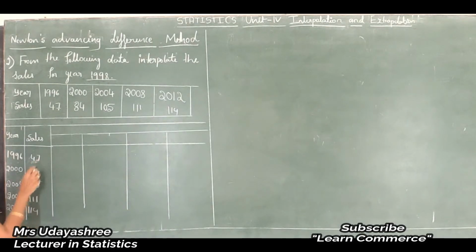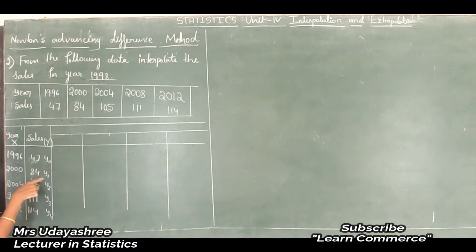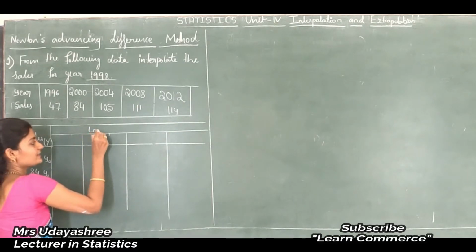See the first observation, that is 47. Here the years are x observations and sales are y observations. In the sense, these are the independent variable and these are the dependent variable. For the y observations, the first observation is y0, next is y1, y2, y3 and y4. So here y0 is 47, y1 is 84, y2 is 105, y3 is 111, y4 is 114. Okay, next I will find leading differences.